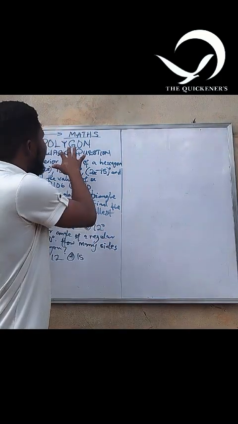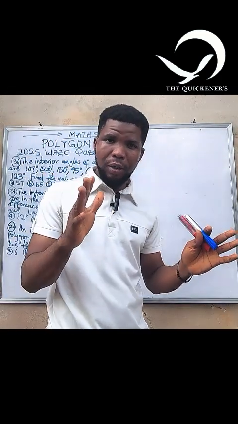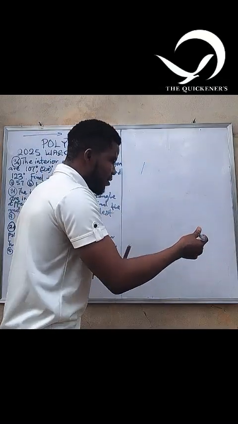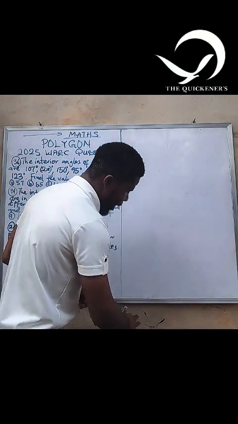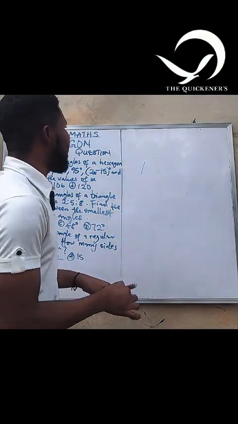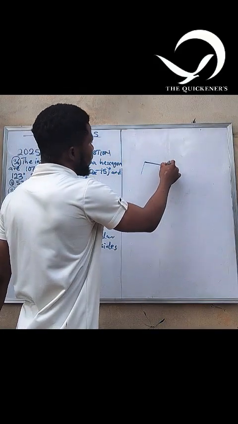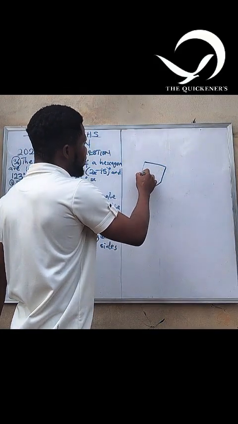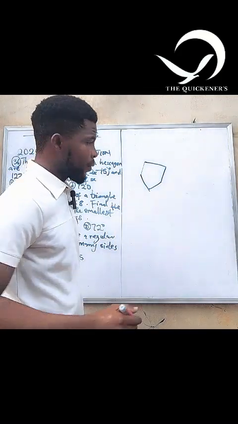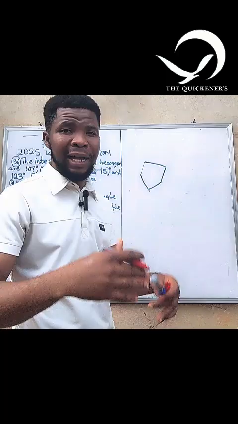Let's start with defining polygon. Of course, polygon has to do with what? Shapes. Shape with many sides. Hexagon has to do with what? Shape with many sides. So you can see this is a polygon because it has 1, 2, 3, 4, 5 sides. We have the one with 6 sides and so.